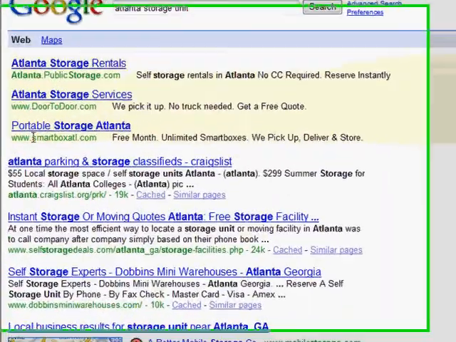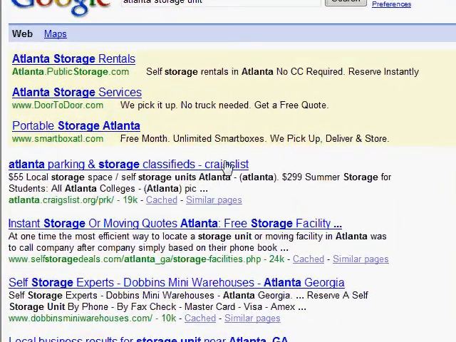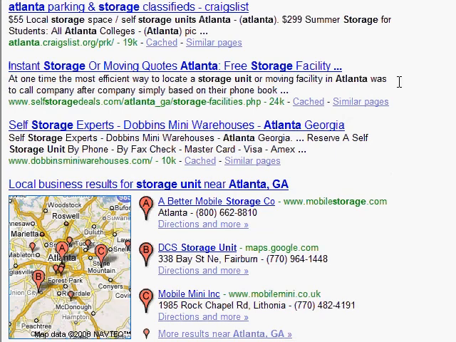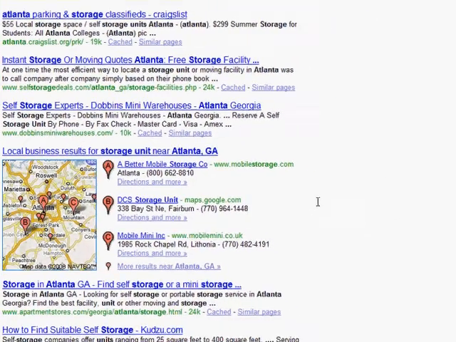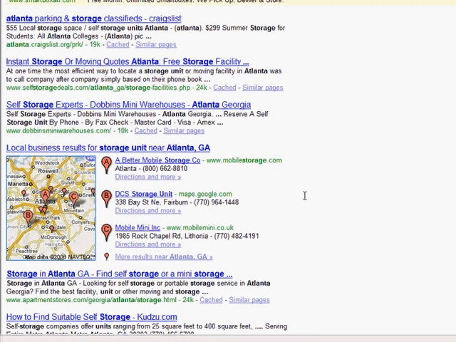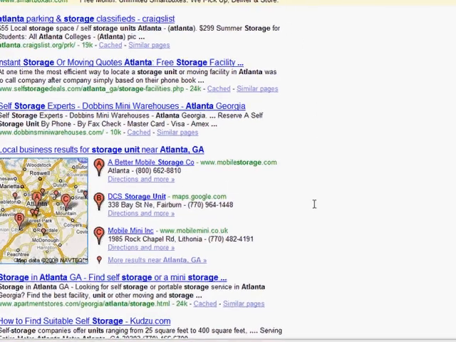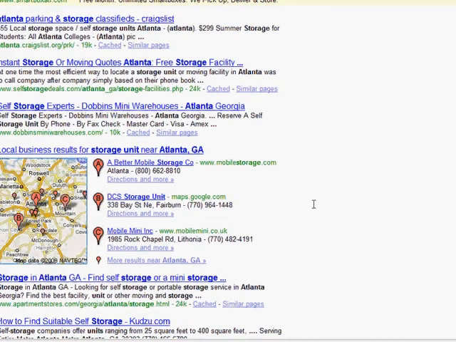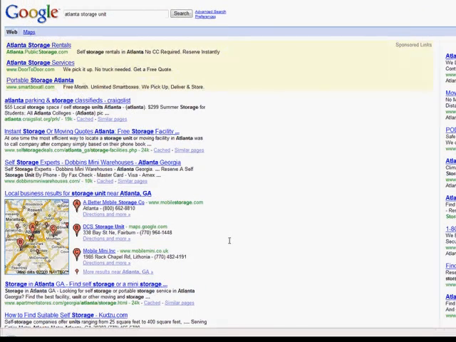This area down here, I hope you can see my mouse moving okay, out below the sponsor links, are called organic listings or natural listings. If you hear the term organic SEO, which stands for search engine optimization, that's what this is referring to here. In order to get yourself listed here, you have to understand Google's algorithm and other search engines' algorithms that they use in order to decide who gets put on page one.